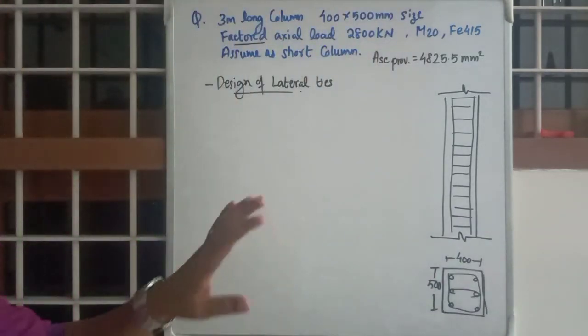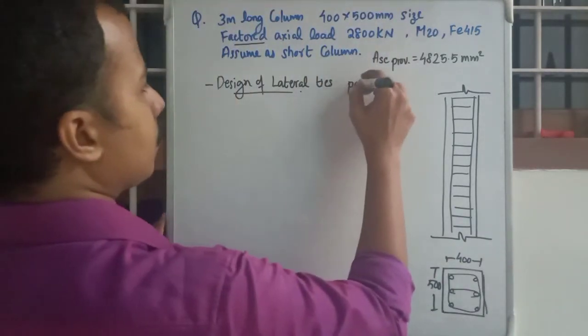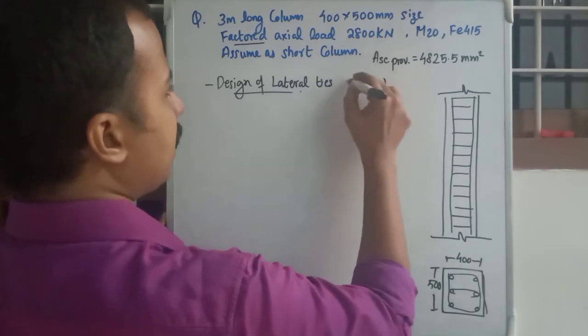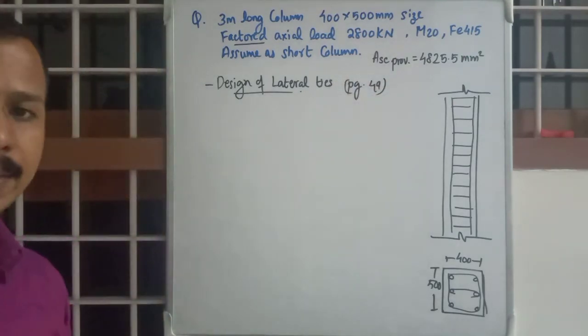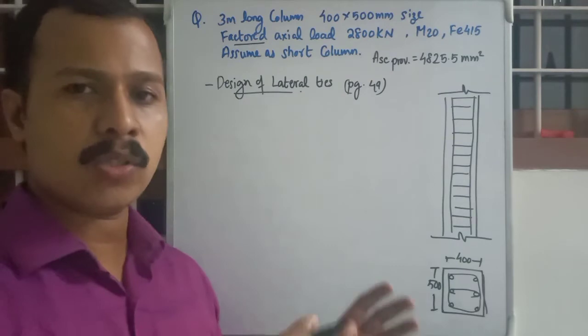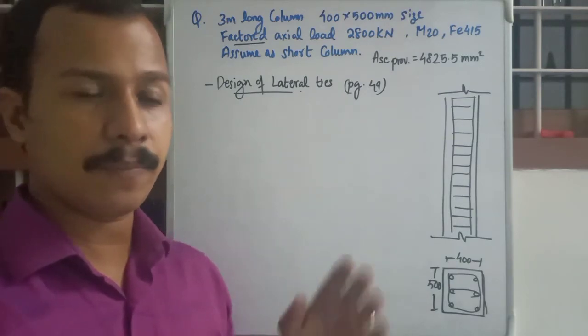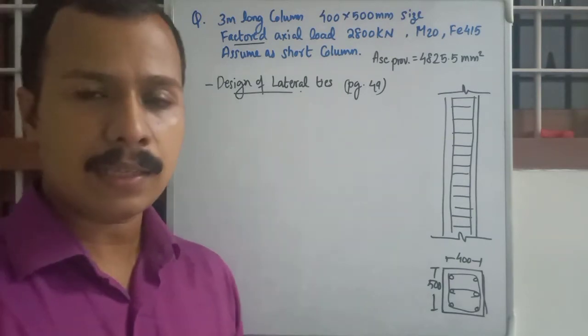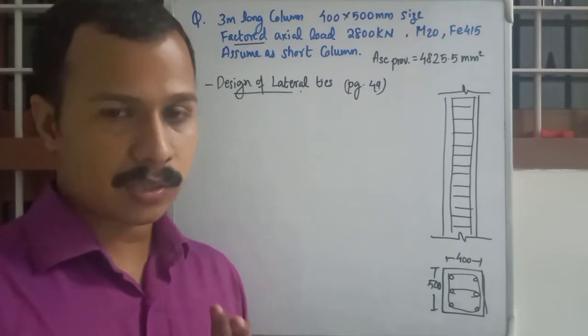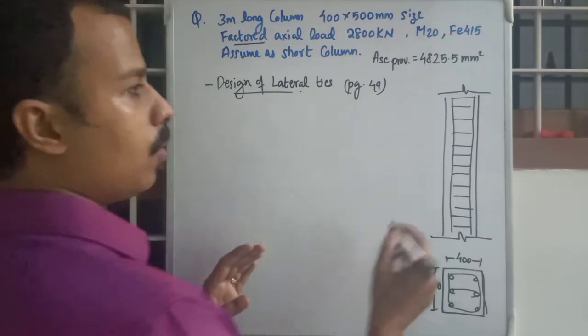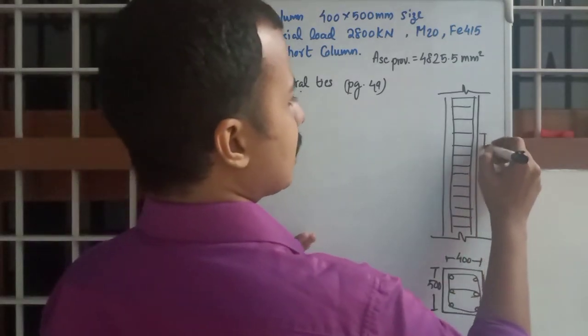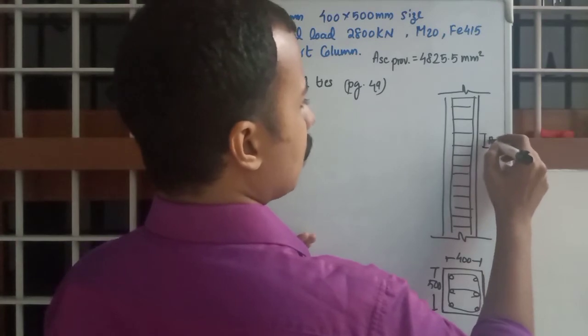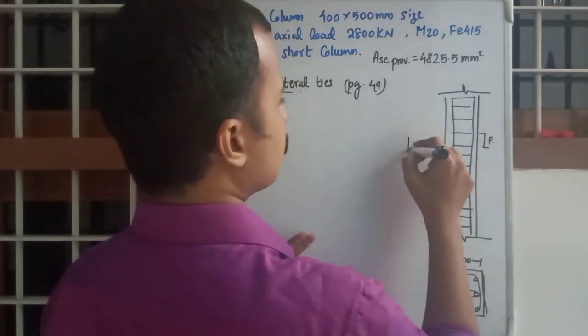Right. So on page number 49 you have the dimensions of minimum and maximum spacings of these lateral ties. And one more thing, we are not calling it spacing, it is called pitch.